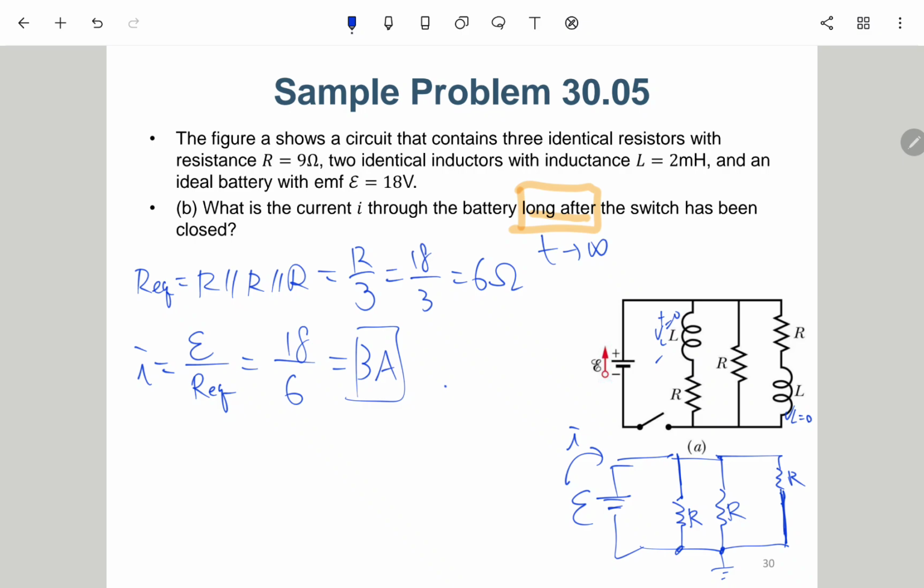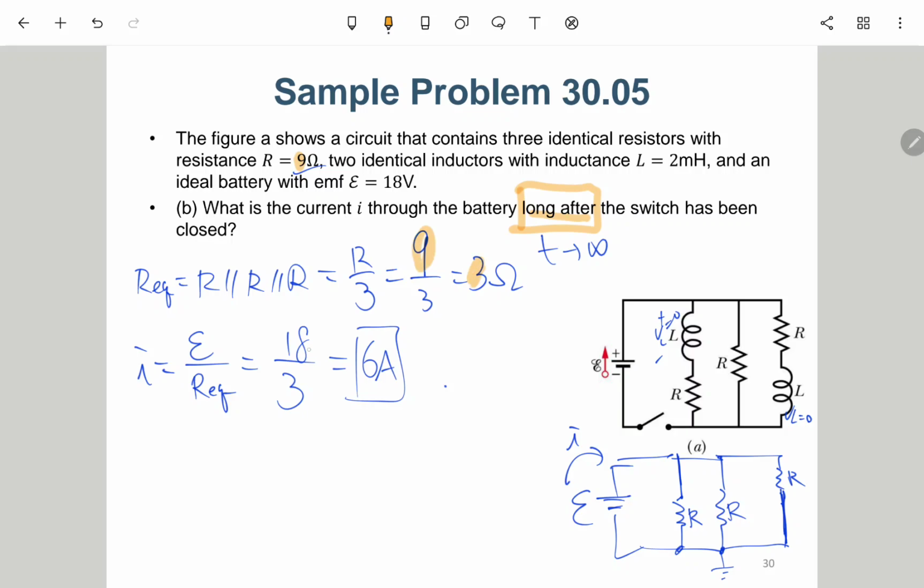Sorry. This one should be 9. Okay, this one should be 9. So this one should be 3. This one should be 3. So this one should be 3, and this one should be 6. Okay, something like that. Okay, so this is okay.